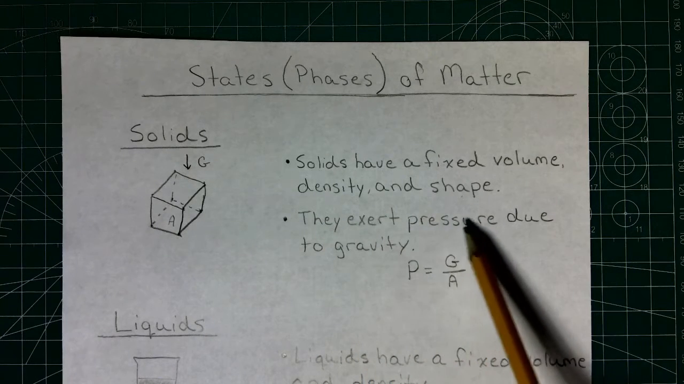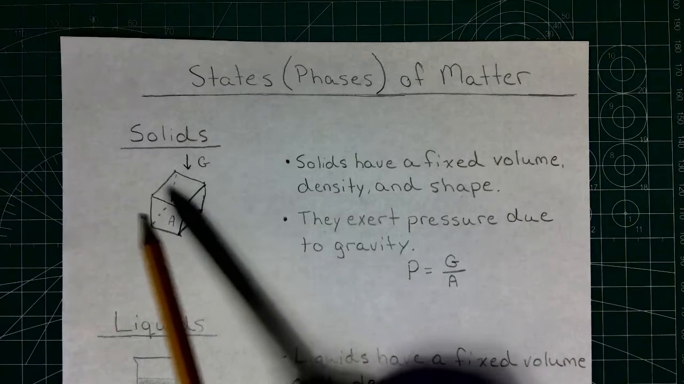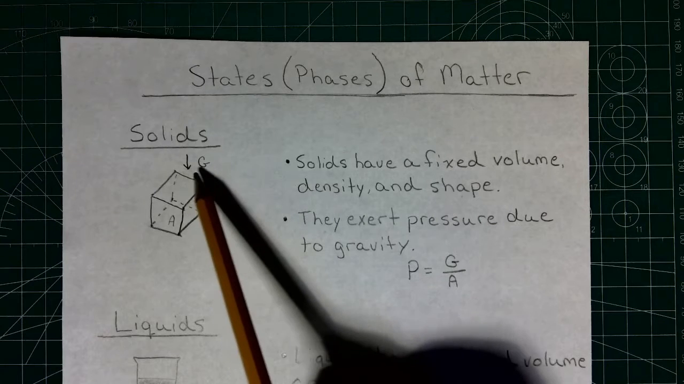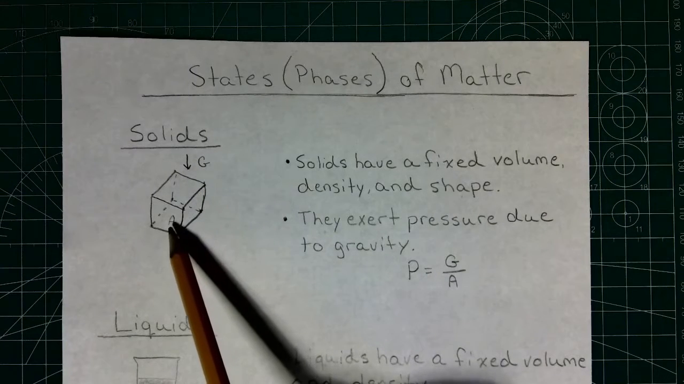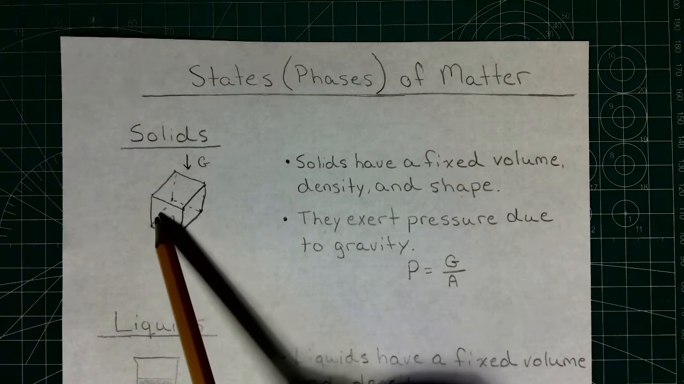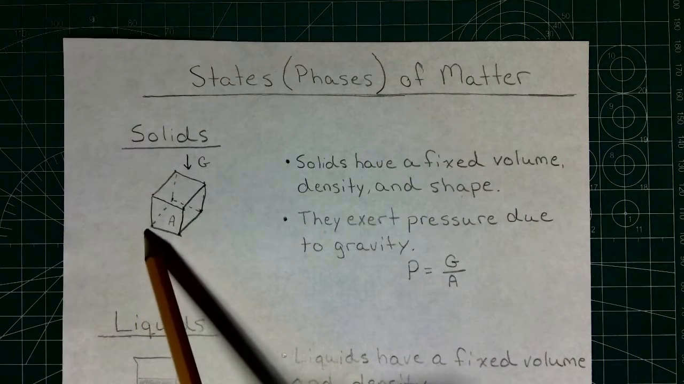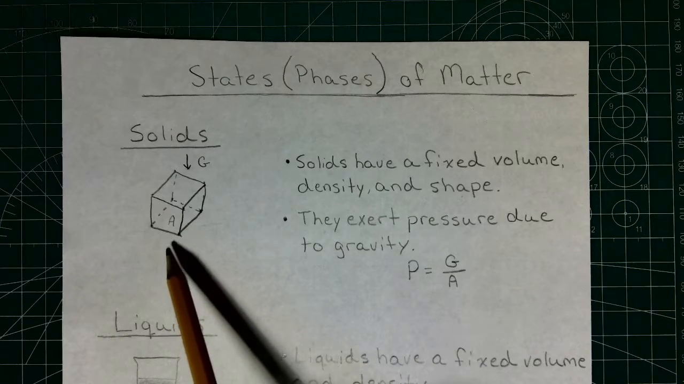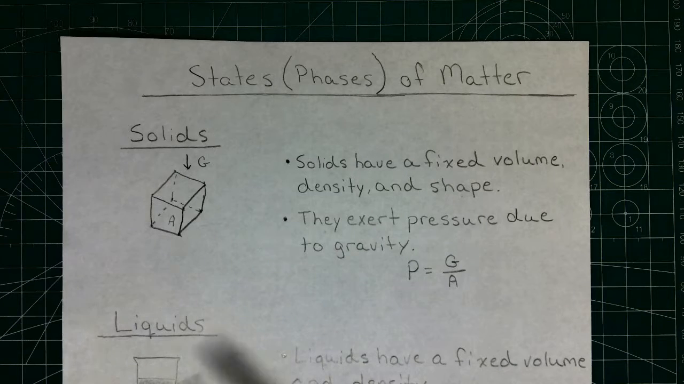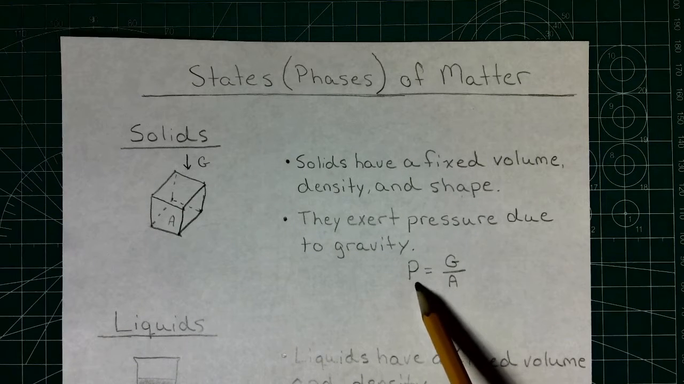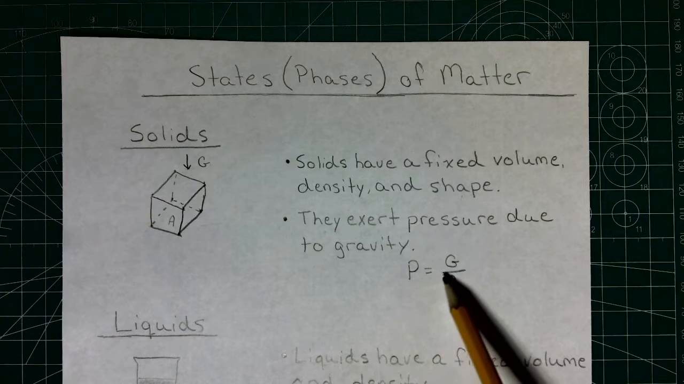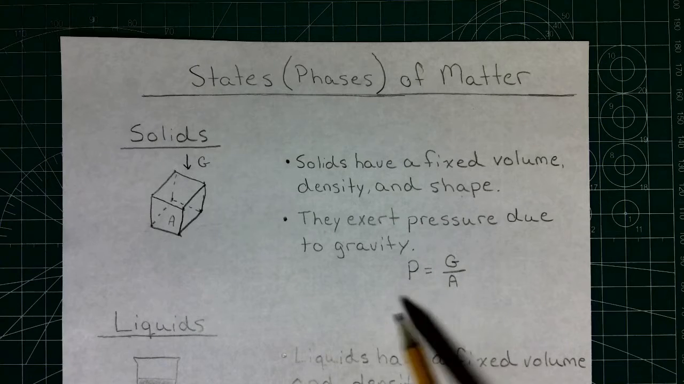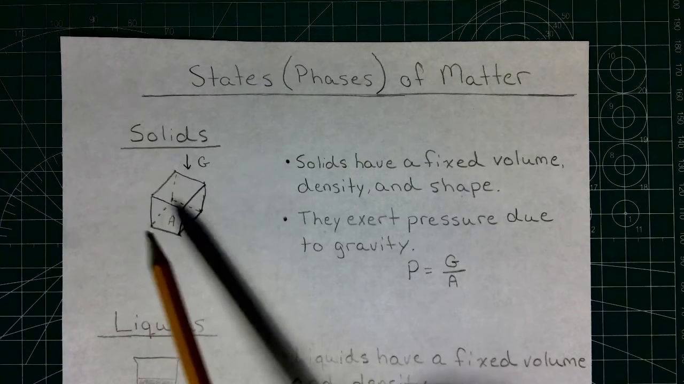Solids are going to exert pressure on their environment. And what's going to happen is we're going to have gravity. Gravity is going to be pushing down on the solid, and the force of that is going to be spread over the area that is in contact with whatever it's sitting on, and that's going to be the pressure. So it's going to force a downward pressure on whatever it's sitting on. And we can see that mathematically here, where the pressure it exerts is equal to the force of gravity that's pushing down on it divided by the area that is touching a surface.